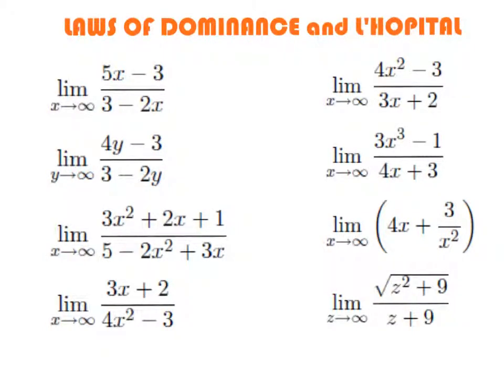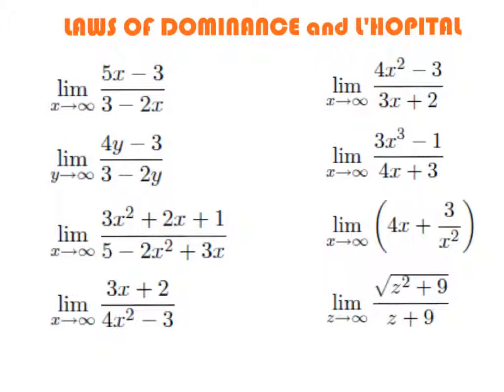In this video, I want to look at some of the things about the laws of dominance that we learned in Calc 1 and also show how this could be gotten with L'Hopital's rule. So for example, this first limit, as x approaches infinity, we've got 5x minus 3 over 3 minus 2x. Hopefully you remember from Calc 1 that if you have a limit going to infinity, you can use the laws of dominance.